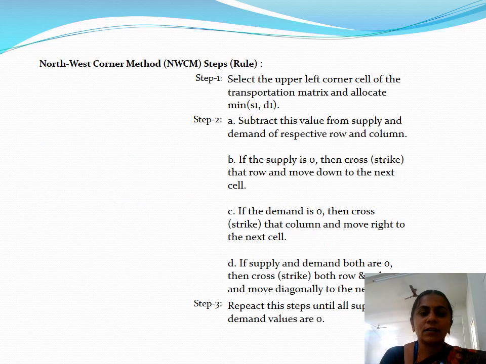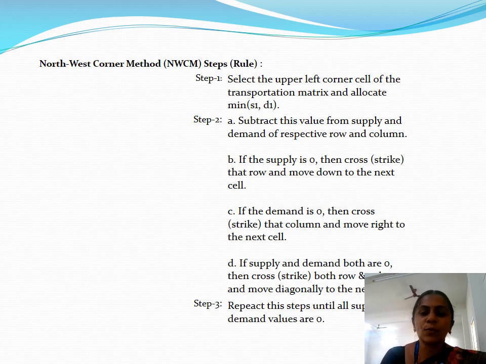So next we see the northwest corner method rule. What are the steps in this procedure? Step 1: select the upper left corner cell of the transportation matrix and allocate the minimum of supply and demand. Then step 2: subtract this value from the supply and demand of the respective row and column.